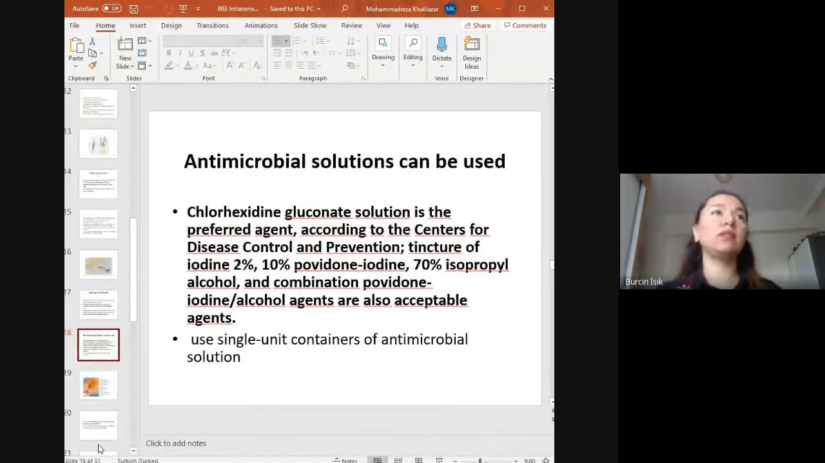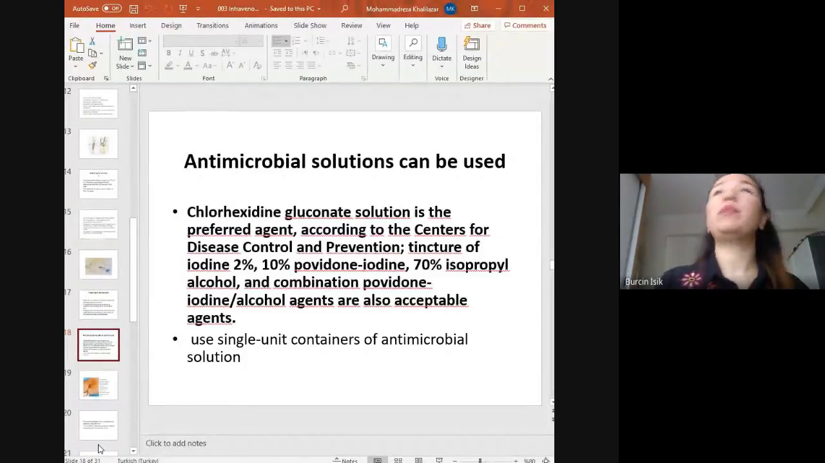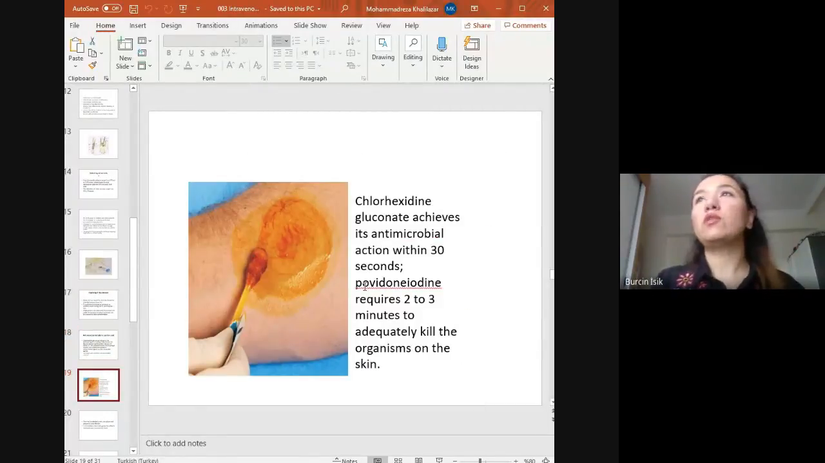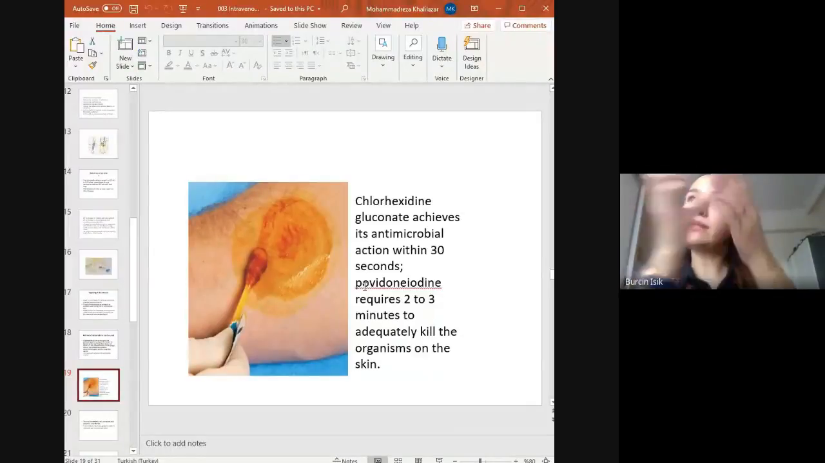Which antiseptic solutions they use depends on the hospital and on the procedure of disease control and prevention. Chlorhexidine gluconate solution, for example, they say is used. But the important thing is also which drugs you are using. You can read that on the package.